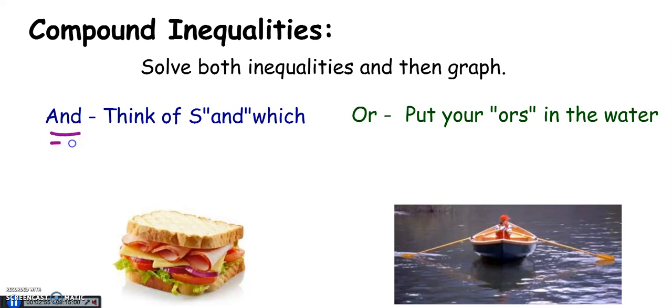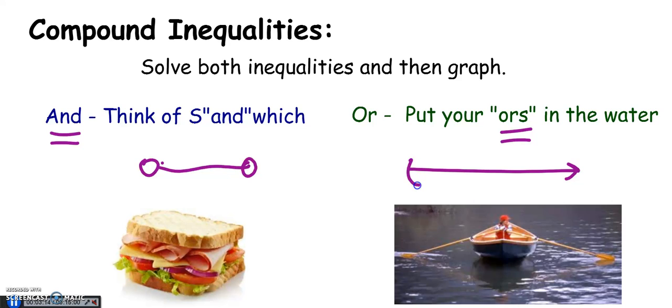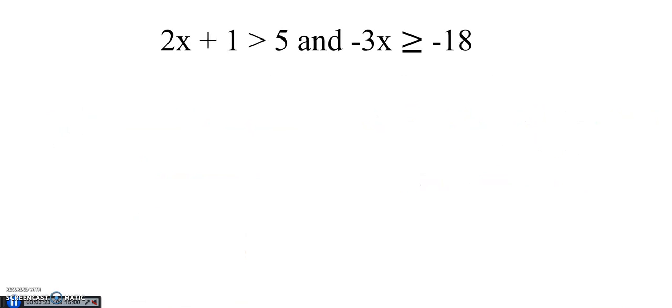If you have an and as your connecting word, I always think of it like it's a sandwich, which means the stuff is in between the two endpoints. So the two endpoints are kind of like our bread, and this is all the meat in between. Ors mean we're going to put our oars, like in a boat, in the water. So what that looks like is this time we graph stuff pointing out, away. Put your oars in the water. So let's try a couple of these.